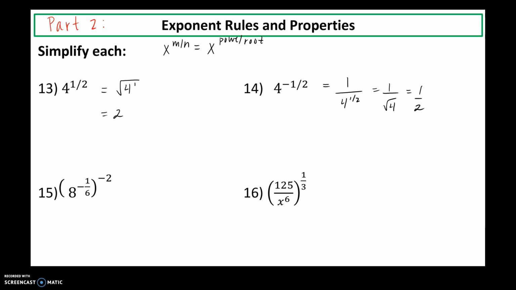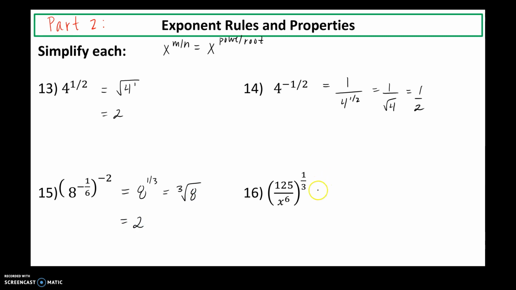All right, for number 15, you've got a power to a power here. When I see this, I see that we're multiplying two negatives, so that would make my exponent positive. So we'll go 8 to the 1/3. Okay, 2/6 reduces to 1/3. This becomes the cube root of 8, and the cube root of 8 is 2.